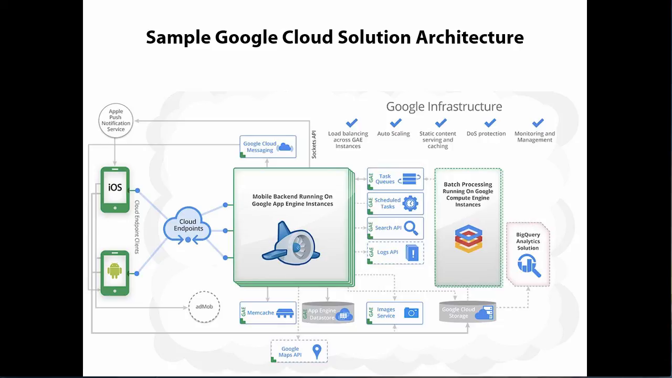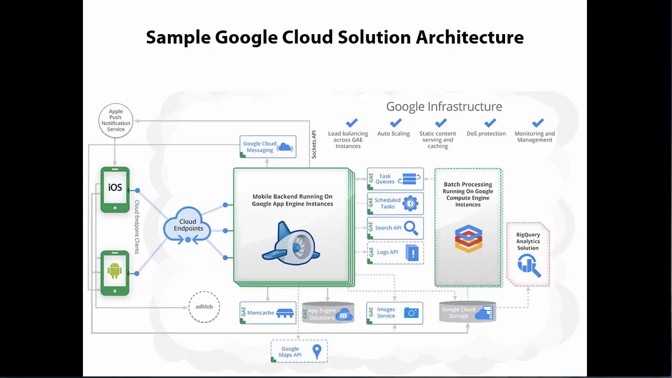So going through the diagram, you can see that we've got the mobile clients in the front, and then we've got cloud endpoints, and then we have a mobile backend in the middle here running on App Engine. And then we use some other services. We have Google Cloud Messaging and Memcache in the middle there, and then we're using the App Engine data store associated with our Google App Engine instance.